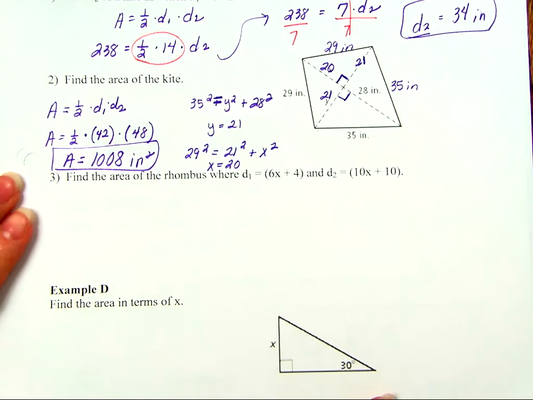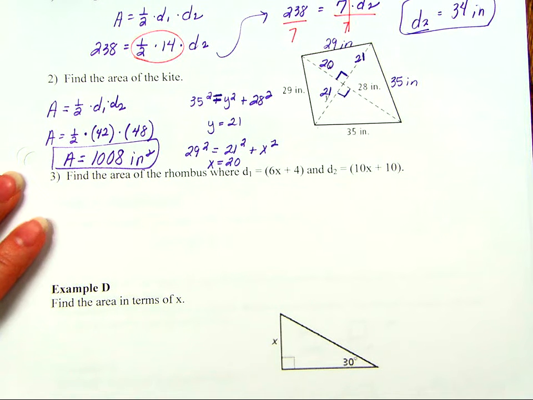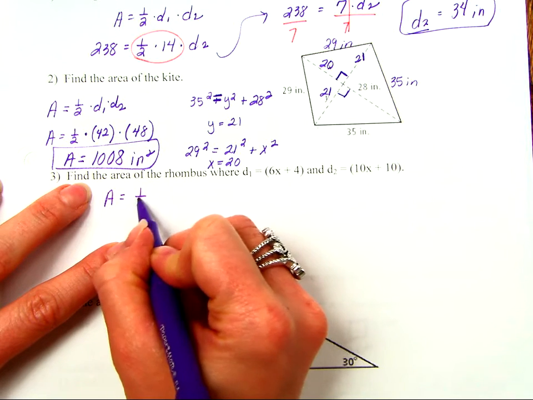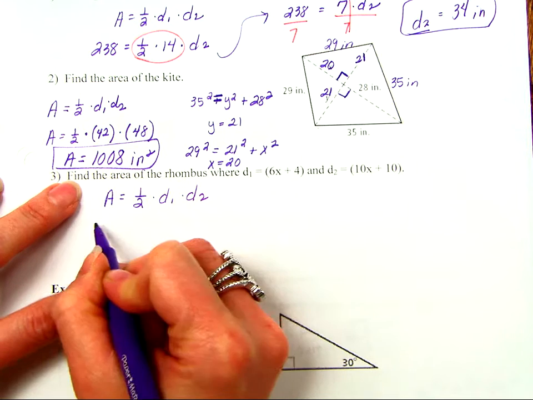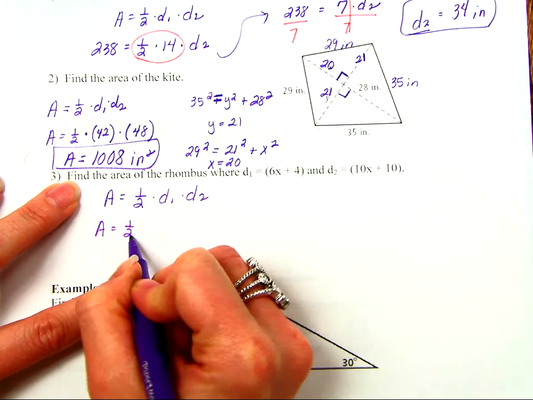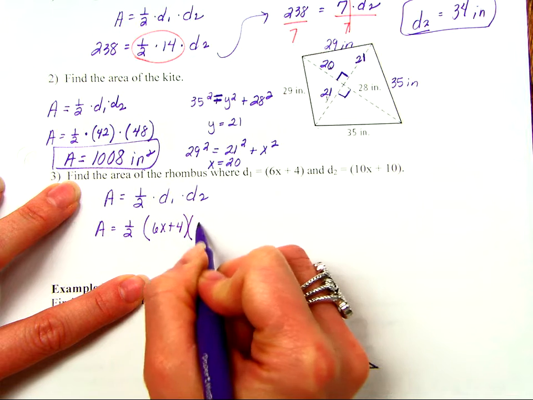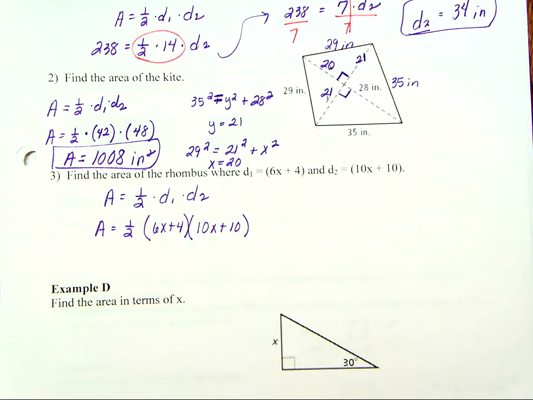Finally, in question 3, they ask us to find the area of a rhombus where D1 is 6x plus 4 and D2 is 10x plus 10. My area is 1/2 times diagonal 1 times diagonal 2. When I go ahead and substitute that in, again, we are simply multiplying 3 terms together. I could go about this a couple different ways.